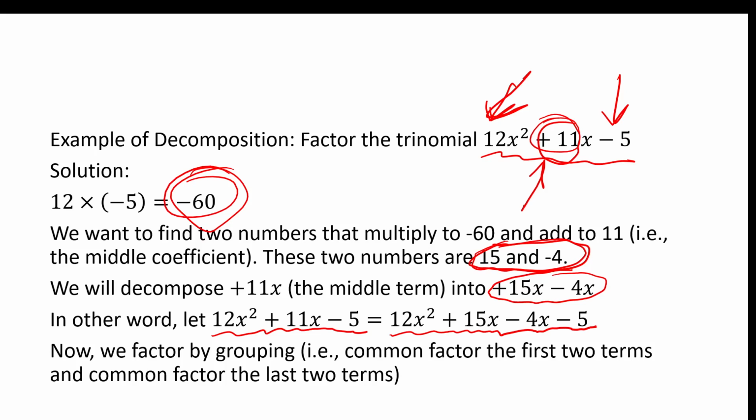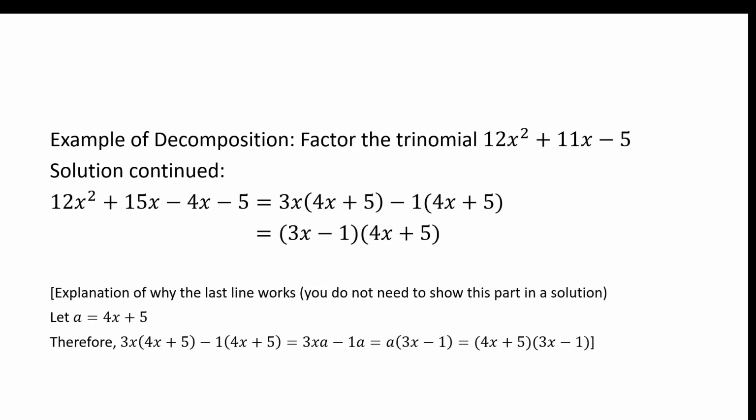And if you're not sure what that means, it means this. We have the 12x squared plus 15x. We say to ourselves, well, we can common factor 3x from those two terms. And when we do, we're left with 3x times the quantity of 4x plus 5. And then we look at negative 4x minus 5. We can actually common factor out a negative 1 there. When we do, we're left with negative 1 times the quantity of 4x plus 5.